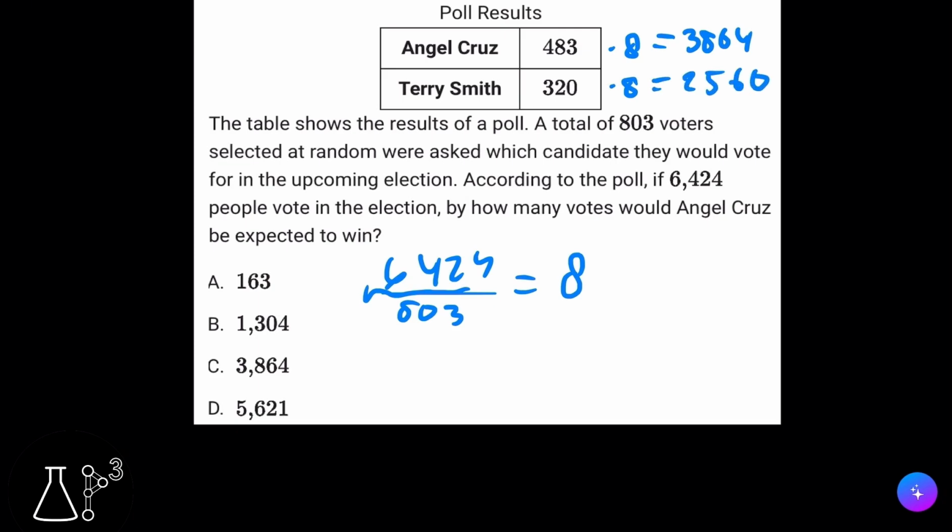To look for how many more votes Andrew Cruz is expected to win by, all I have to do now is 3,864 minus 2,560, and that's going to give me my answer. So 3,864 minus 2,560 equals 1,304. So my answer is going to be B.